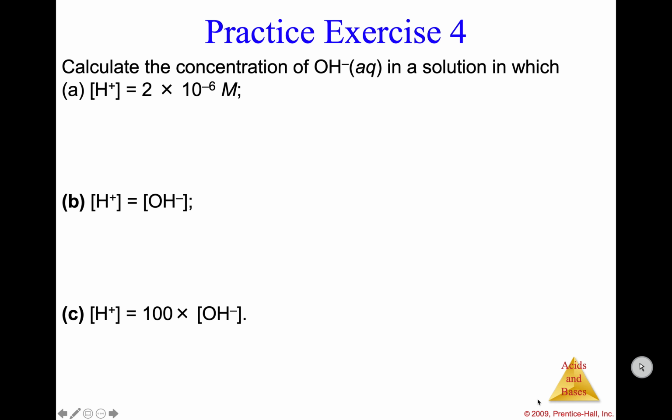Okay, so practice exercise 4. We calculate the concentration of hydroxide in a solution, and I give you hydronium. So we'll be using a couple different equations. I'll write them on the board. And I would encourage you, have that chapter 16, that first page, those pH tables out when you're working on these practice exercises. The equations I think of. And remember, H plus is the same as H3O plus.